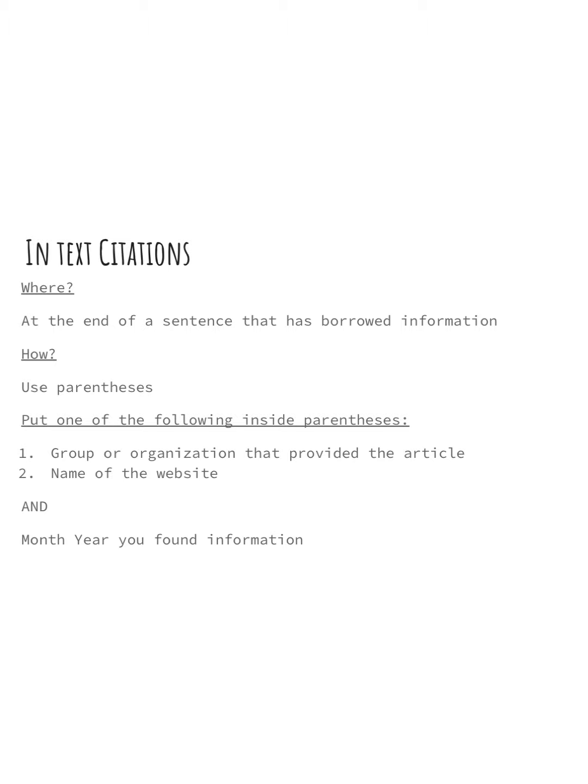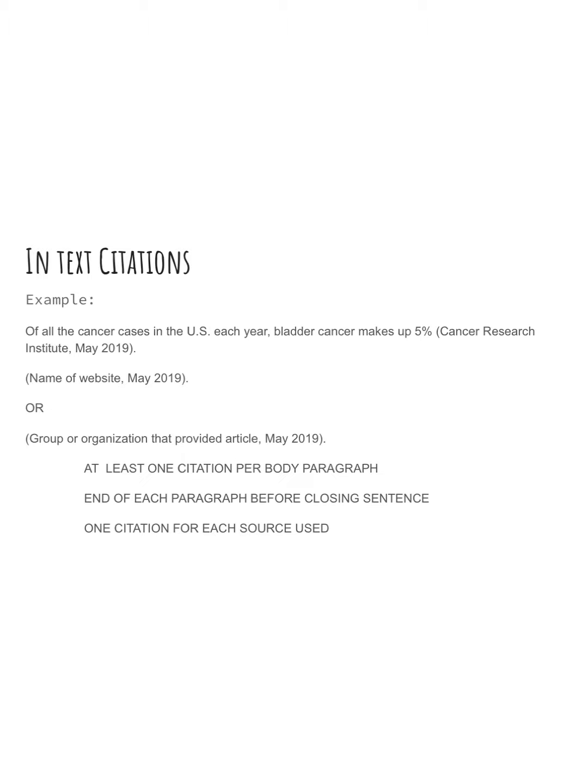How are we going to do this? We do this with parentheses. So anything in parentheses, that's going to be a citation. You are going to put one of the following inside parentheses, either the name of the group or organization that provided that article, or the name of the website, and the month and year you found the information, okay? So I'll show you what that actually kind of looks like.